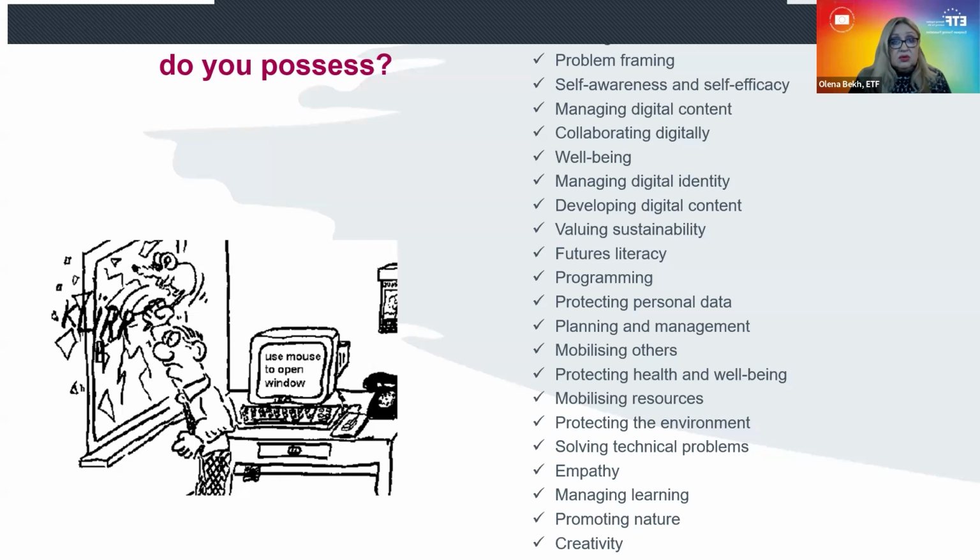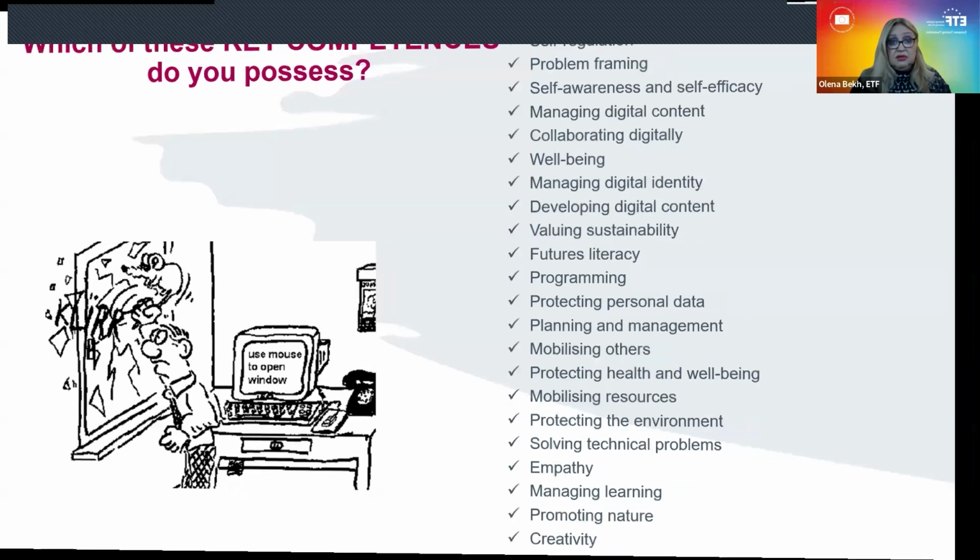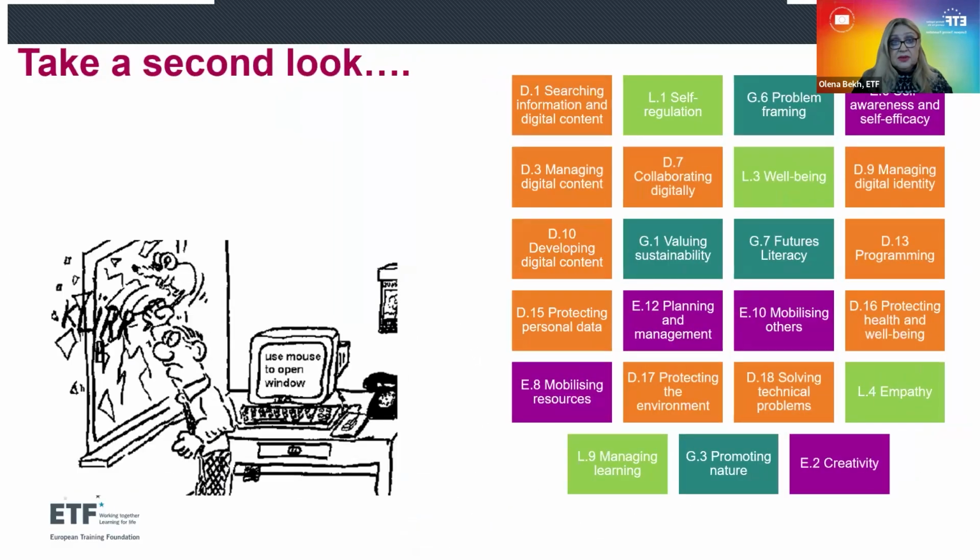They would like to be able to frame the problems and to define the solutions, to develop self-efficacy and self-awareness, to be able to collaborate digitally and collaborate face-to-face, to manage their learning, to have empathy, etc. So these are the different competences that we would have, a long, long list. But if you look at them in colors, the colors would represent how they belong to different frameworks.